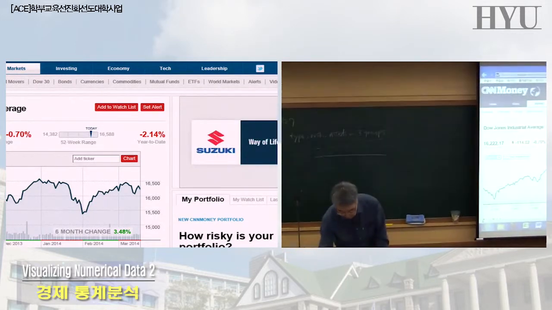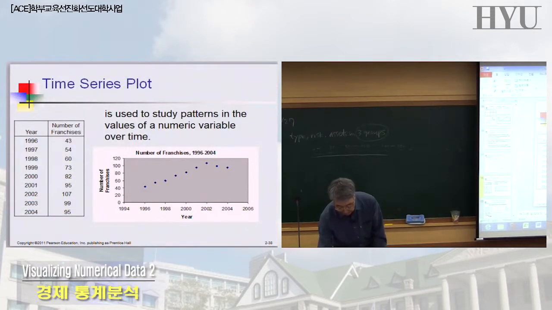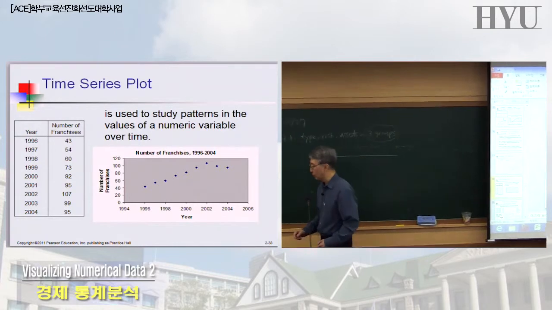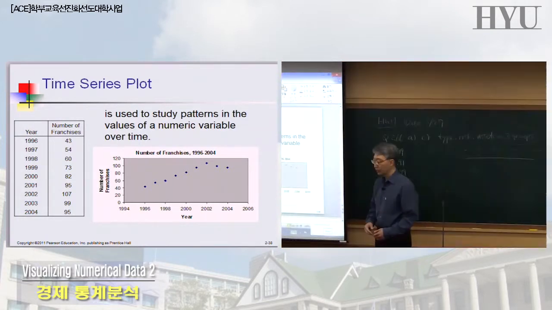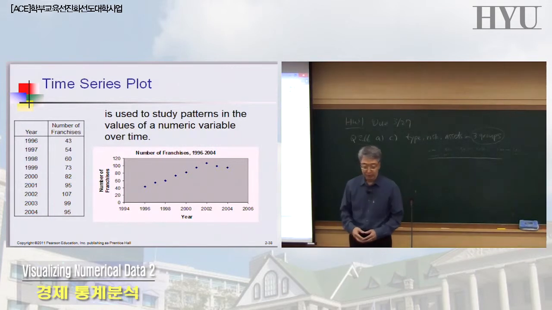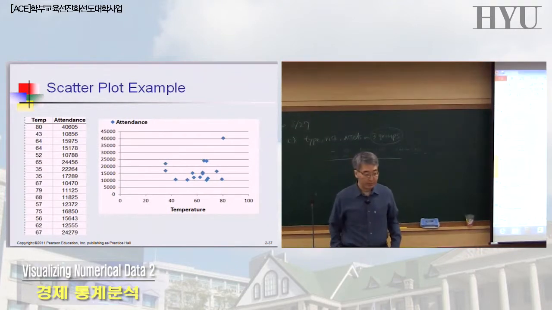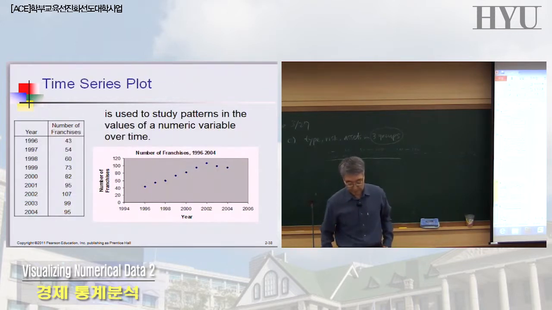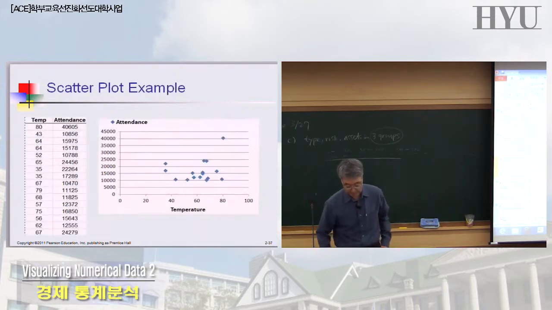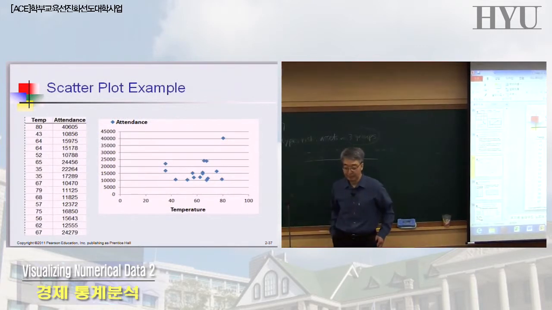So going back to this time series, what's the difference between time series and scatter plot? Again, the key difference is that one variable, especially the one on the horizontal axis, has to be time. Another difference is, what do you see? Can you catch the difference between these two charts? Any idea?